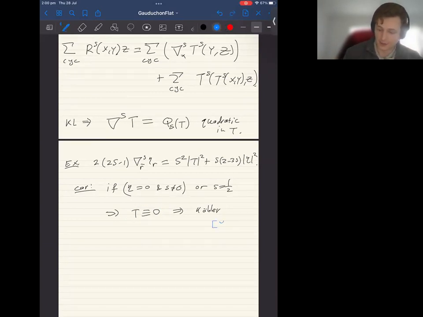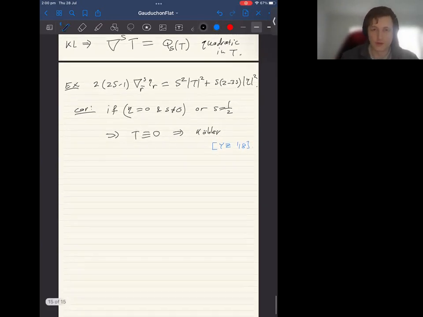Okay, so this was first observed by Yang and Zheng in 2018. So this was stuff that had already been observed. You can get these formulas for the covariant derivatives.